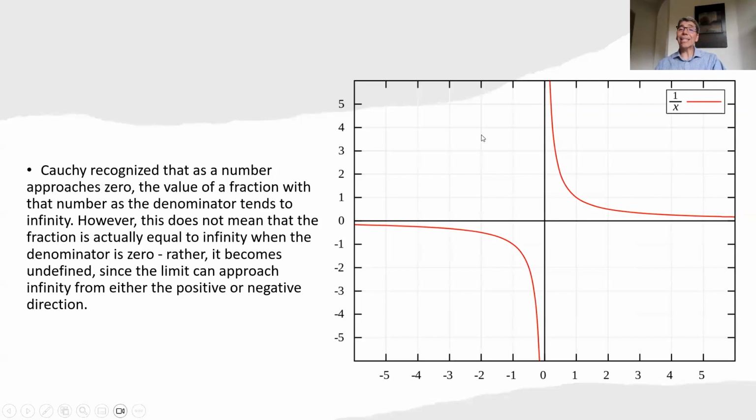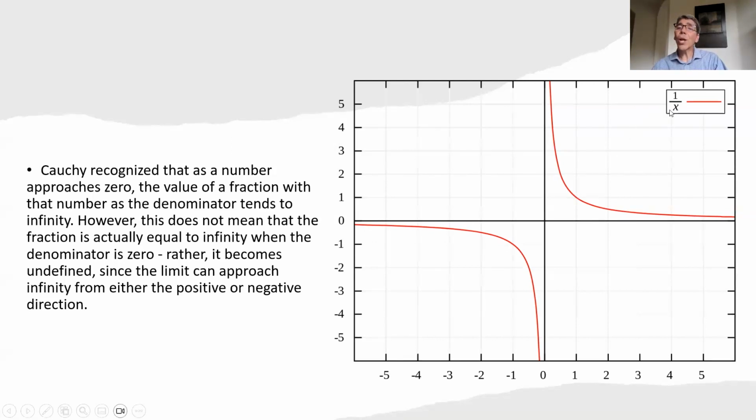Okay. So the idea is the following. Here we have a Cartesian graph. Here is 0, the origin. This is the x-axis, and this is y. Let's consider this function, this equation here, 1 divided by x. If x equals 1, then 1 divided by 1 is going to be 1. So that would be this point here.